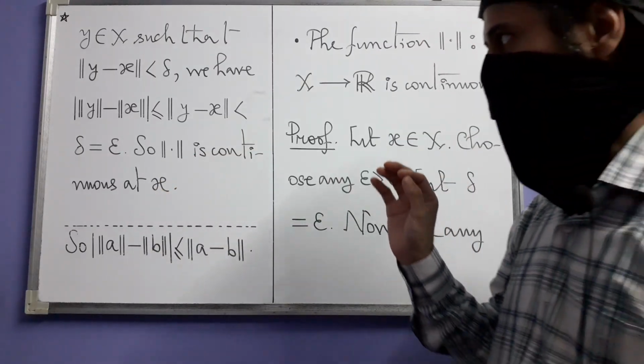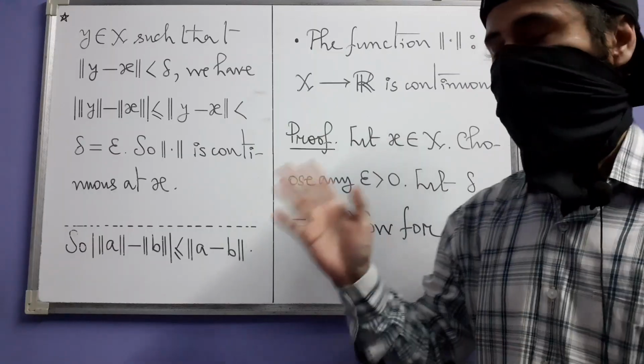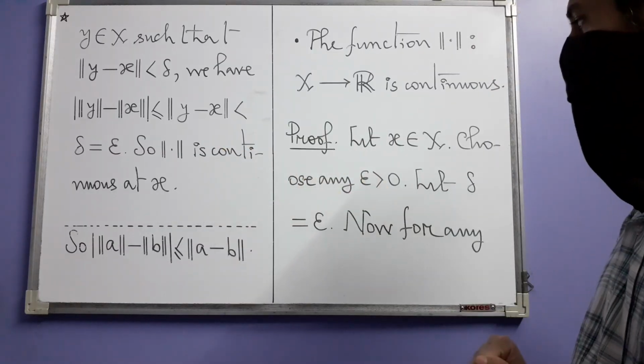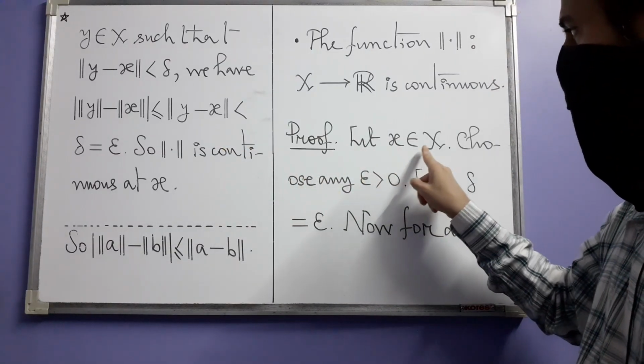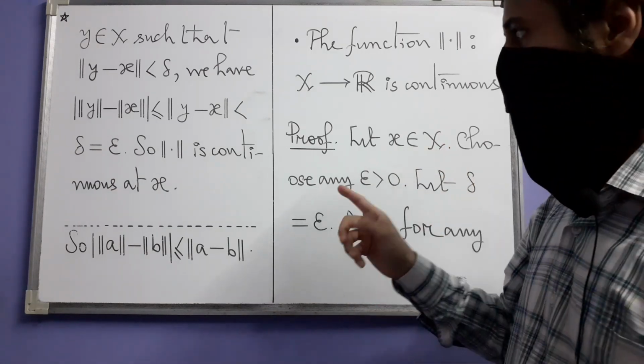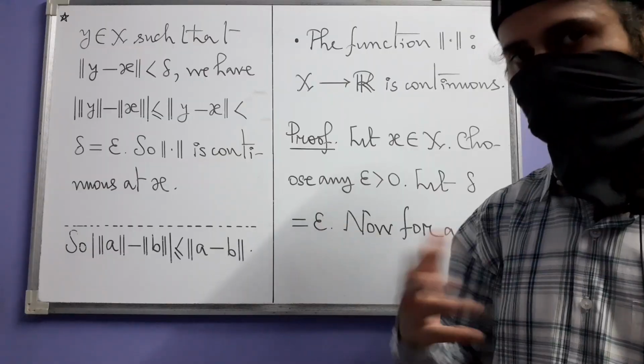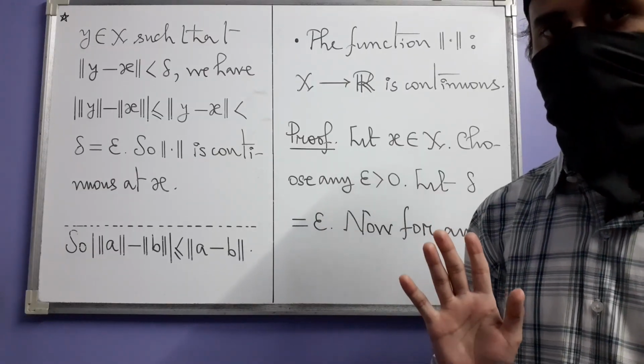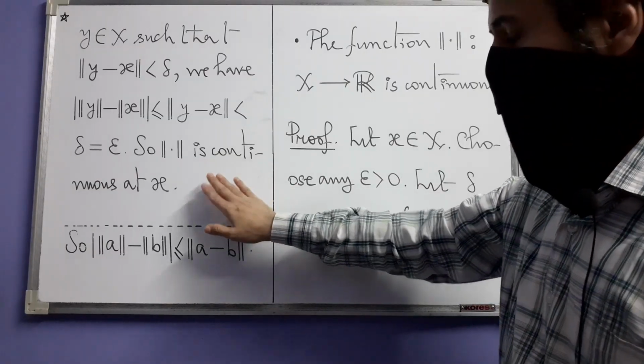And finally you note one more thing. Before I say something else, what is x? x is any point in the vector space X, any vector. So that is why norm is continuous throughout X. It is in general continuous.